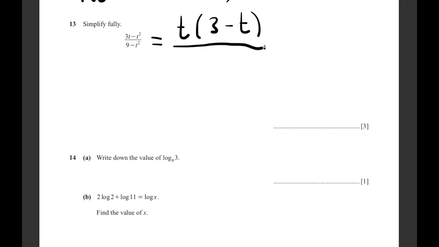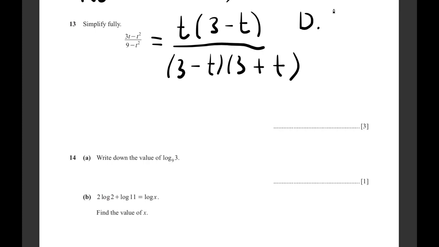Now, this means at some point we're going to get 3 minus t in one of the brackets. And if you're paying attention, you'll notice this is a difference of 2 squares. Because they are both square numbers, there is a minus between them. So the square root of 9 is 3. So we set up our brackets like so. The square root of t squared is just t, and because it's the difference of 2 squares, we have 1 minus and 1 plus. So this is called difference of 2 squares. You want to look this up.